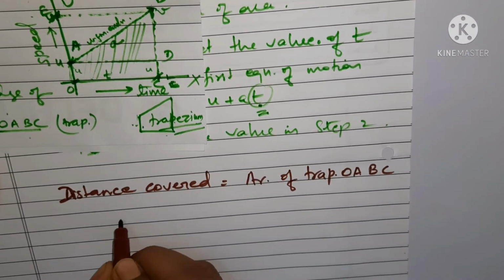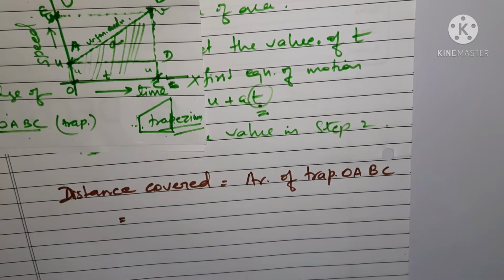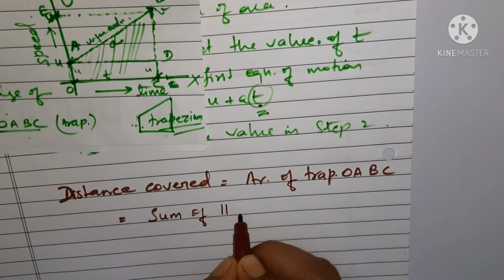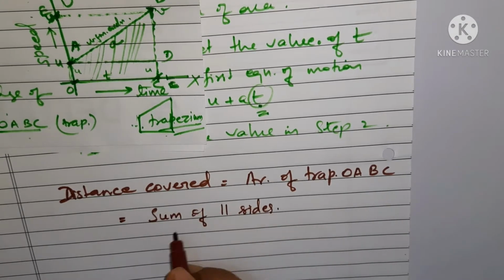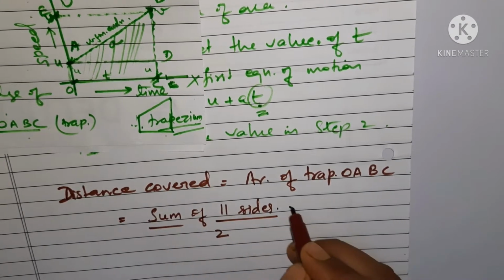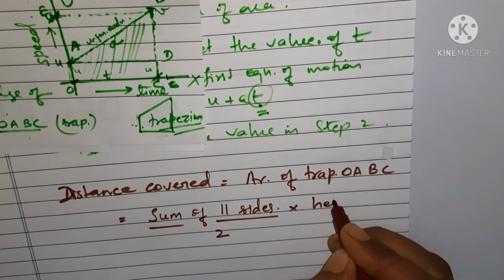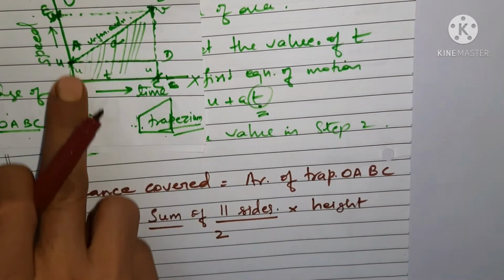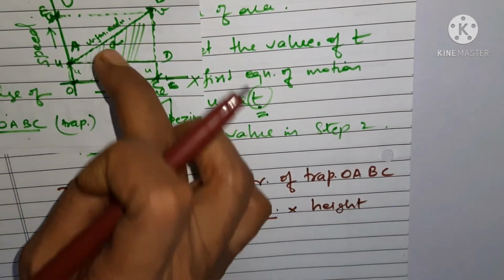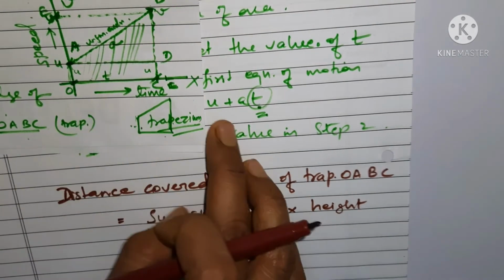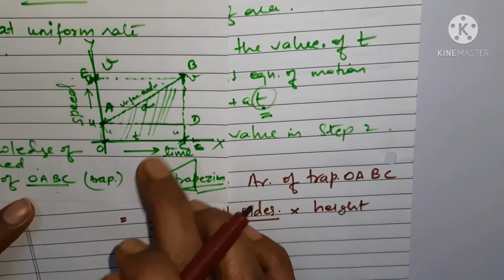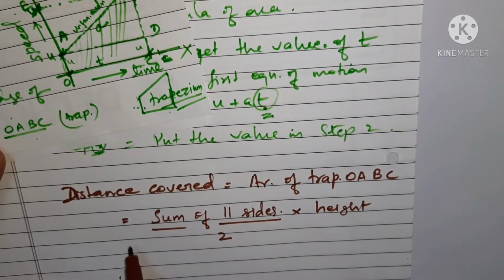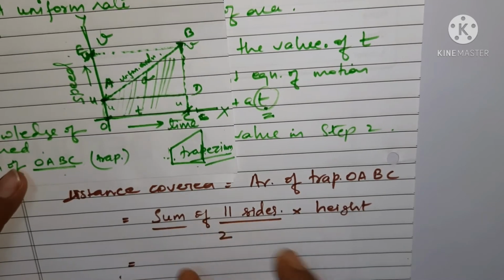Now area of trapezium is what? Area of trapezium is given by sum of parallel sides divided by 2 into height. This is the area of trapezium. Why have we taken a trapezium? Because this is the area enclosed within this graph and the time axis, from both the parallel sides also. And since it is giving the shape of a trapezium, we have written here the formula of trapezium. Now we are going to write in terms of symbols.